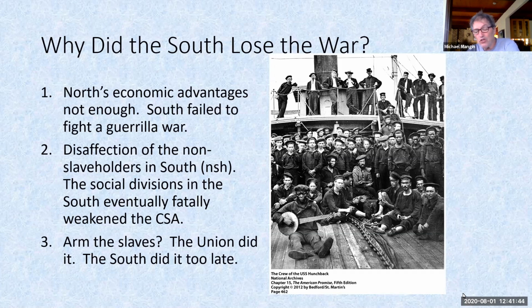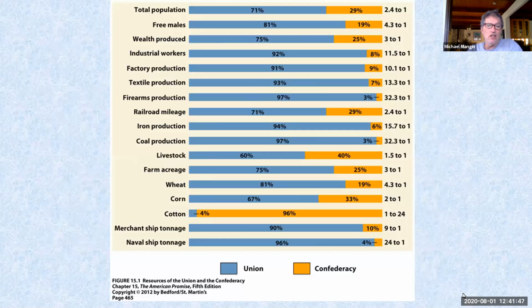They had all sorts of advantages. Population, industry, railroads, iron, coal, even all agricultural categories, except for cotton, of course. But the North's advantages weren't enough to explain what happened.